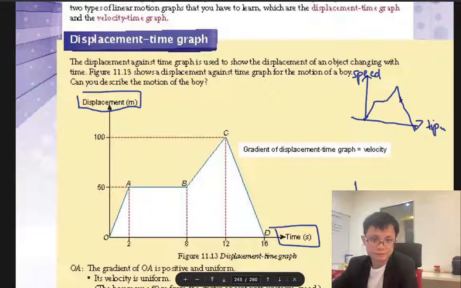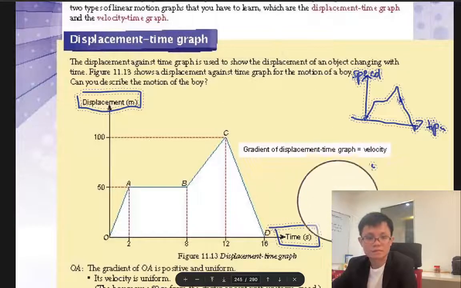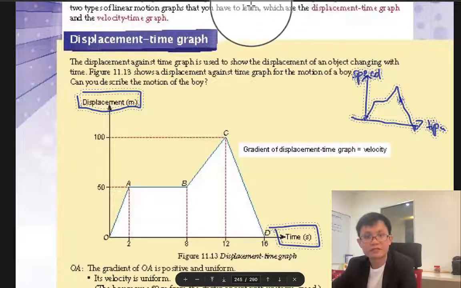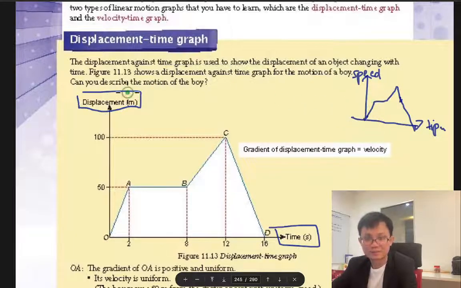Or it can be acceleration over time. Acceleration over time, is it possible? Yeah, possible as well. Okay, anyway, let's erase this one. To make things simple, this is the first keyword: displacement over time, or speed over time.